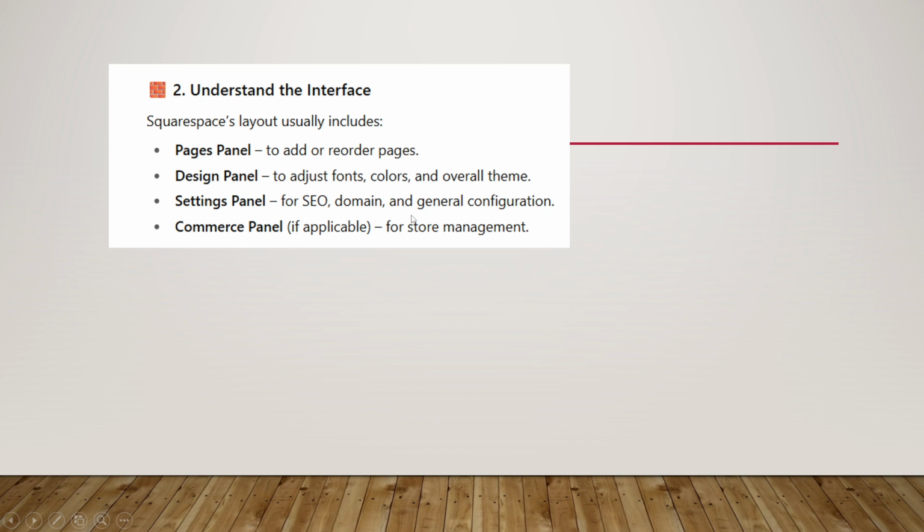To edit a page, open Pages, hover over the one you want, and click Edit. Squarespace uses content blocks, so click directly on any text block to start typing or paste your content. Use the small toolbar to format text, add headings, or insert links.